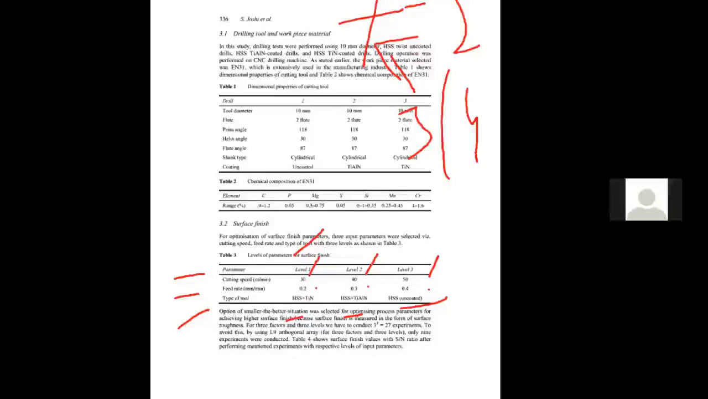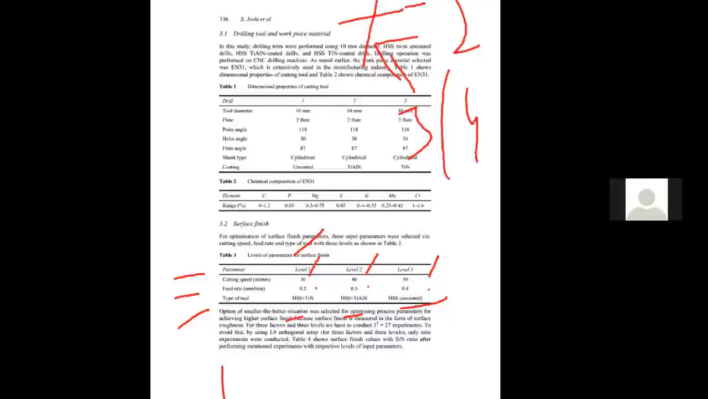But as I have more levels, I have to perform more experiments. If you have the confirmation that there are only 2 to 3 important factors, in that case you can increase the number of levels also. But here, I have taken only 3 levels, level 1, level 2, level 3, and 3 factors. Now, in very simple language, how many experiments should I perform?